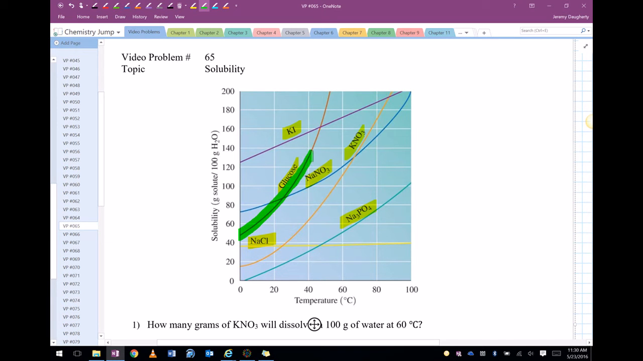What this line shows you is how many grams of glucose will dissolve at a given temperature of water, and you have 100 grams of that water. So you take 100 grams of water, you put it at 20 degrees Celsius, you start adding glucose until it no longer dissolves, and that's your solubility. Okay? So let's answer some questions using this chart.